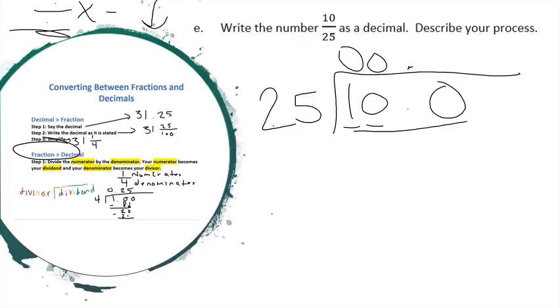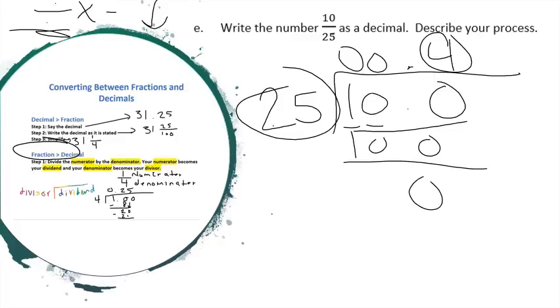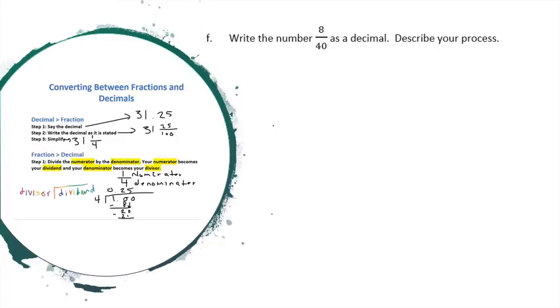25, 50, 75, 100. 4 times. Multiply gives you 100. So if you multiply 4 times 25 gives you 100. Subtract 0. Nothing to bring down, so you're done. So you know this is your answer. 0 and 4 tenths, or you could just say 4 tenths.